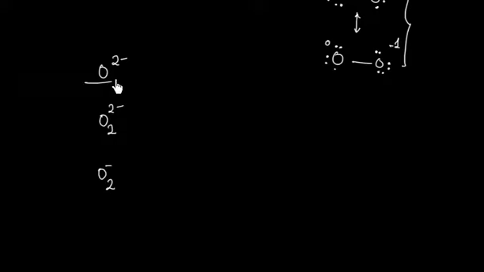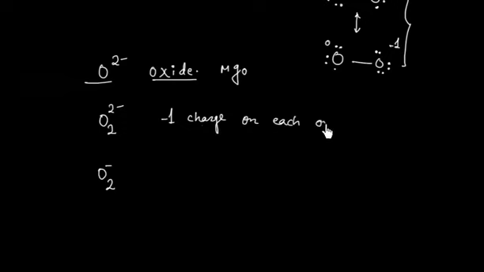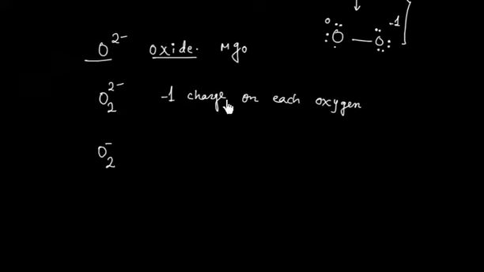Now in this case each oxygen atom contains 2 minus charge. This kind of species is called oxide. So something like this, you can have magnesium oxide, MgO. Now this is O2 2 minus, each oxygen contains minus 1 charge. This kind of oxygen is basically called peroxide, or you can say peroxide. So both words are used. An example is something like H2O2.